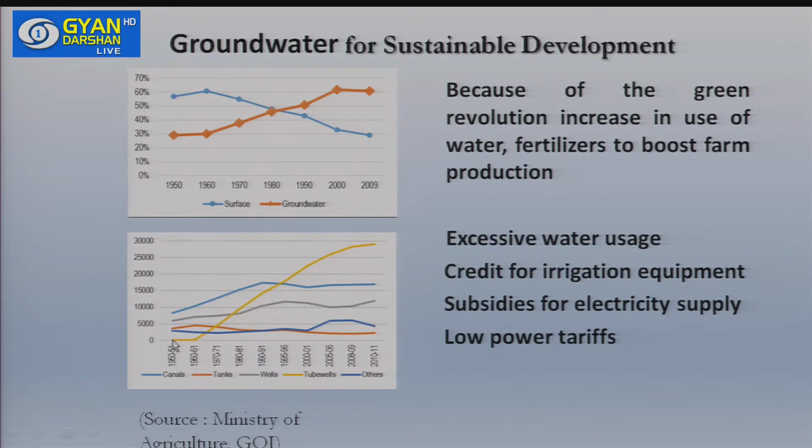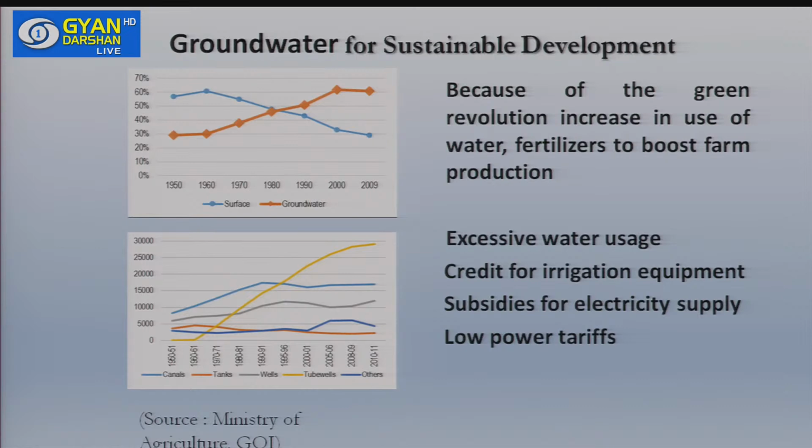Here we can see the increase from zero level in 1950-51 to the 2000 level, and it is still increasing. This is because food production has also increased. Simultaneously, there is a decrease in the usage of surface water, and the groundwater is more easily extracted. This can be accounted for by the low cost of credit given for irrigation equipment, and also subsidies given for electricity and low power tariffs. So these are the main reasons.